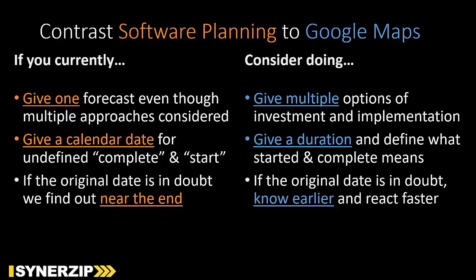And if the original date starts looking in doubt, don't just try and make people work nights and weekends at the end. Start giving the original dates, tracking it continuously and reacting earlier when you know that you're wrong. And I think if we look at making our forecasting and how we communicate uncertainty about what we're going to do more like Google Maps, we would solve a lot of the dysfunction that we have in our software world.